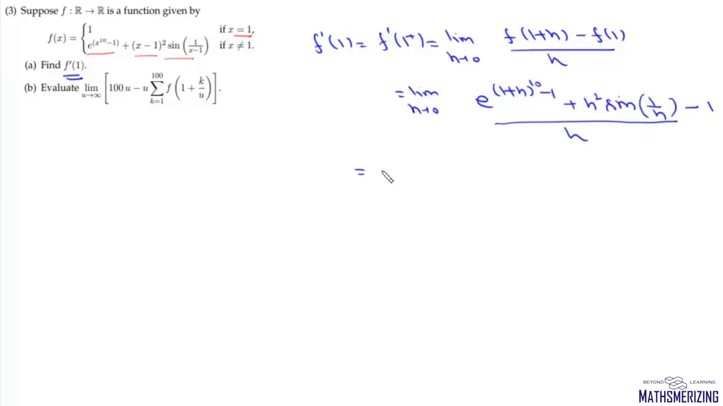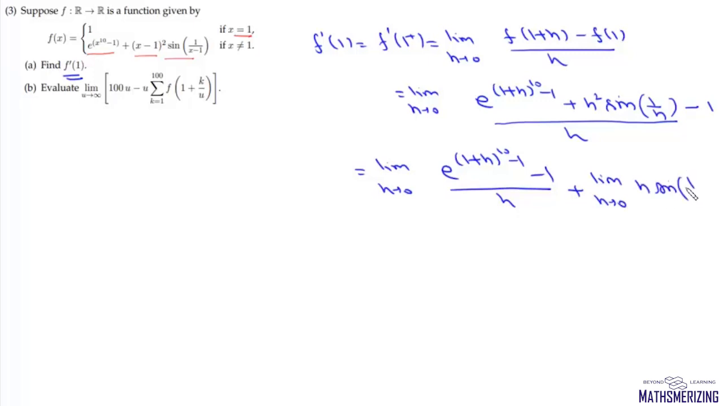Now we'll split this limit in two parts. We'll write limit h tends to 0 of (e to the power ((1 plus h) to the power 10 minus 1) minus 1) upon h, plus limit h tends to 0 of h sine 1 upon h. Now the second limit is of the form 0 into sine infinite, and sine infinite is an oscillating value from minus 1 to 1. So 0 into anything finite is 0. So value of this second limit is 0.